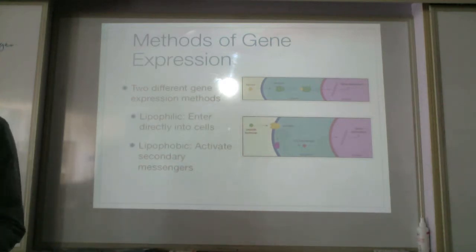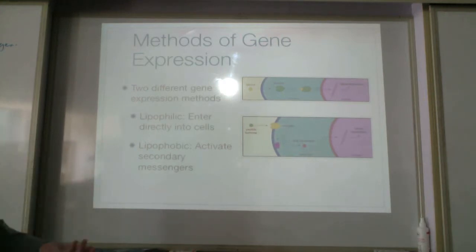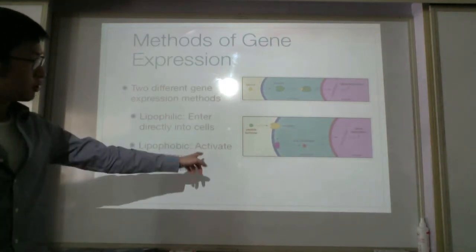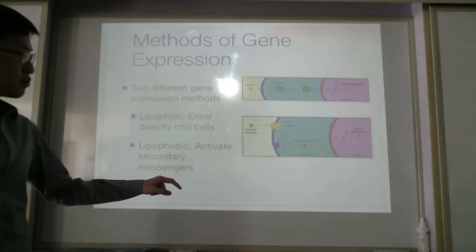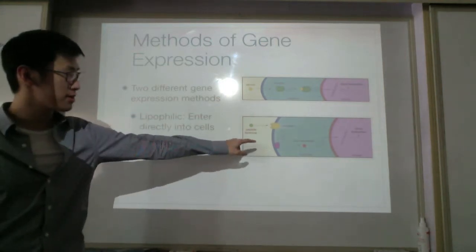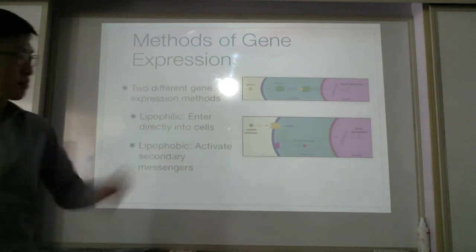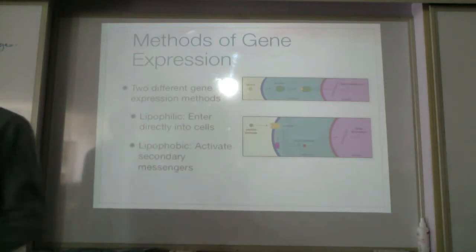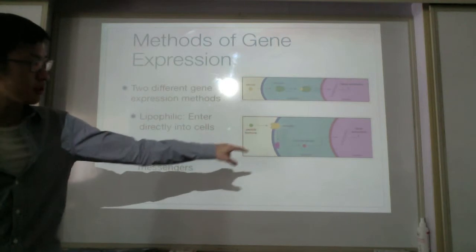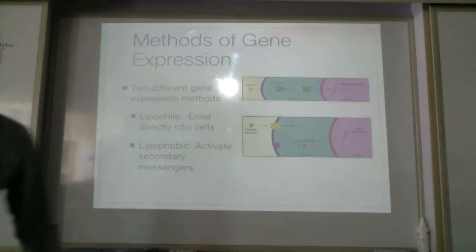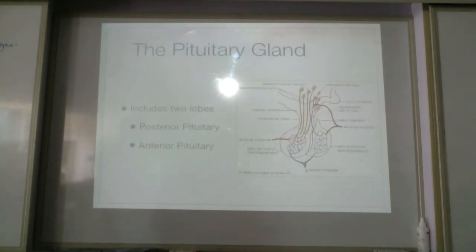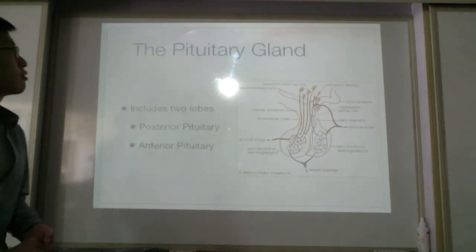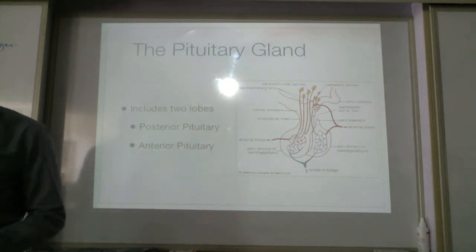And lipophobic ones, like protein messengers, will actually bind to receptors on the surface of the cell, and then these receptors will send signals down to a secondary messenger, which will release another hormone, and then it will activate a gene. So this is actually a lot more complex than this, which is why it is sometimes a little slower in gene expression. And then one of the most important glands in our body that has to do with hormones is the pituitary gland.